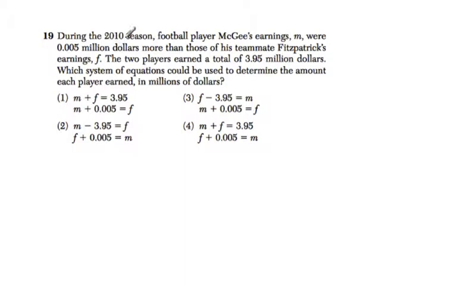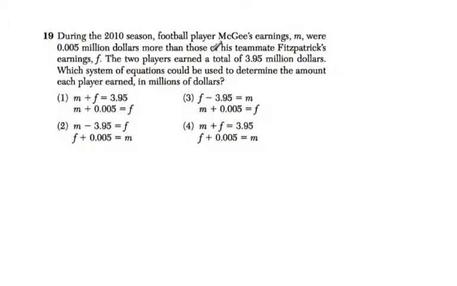So what we're going to do, we're going to read the first few sentences carefully. We're dealing with someone named McGee and someone named Fitzpatrick, and we're going to use the variables m and f. So basically, this is going to be another one of those translating questions, so we want to be careful here. So let's start with the first sentence.